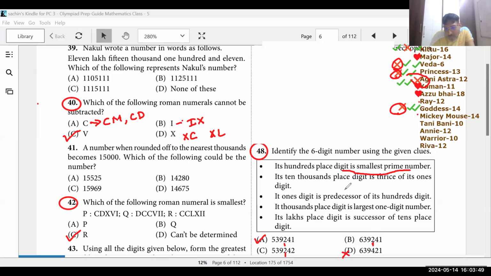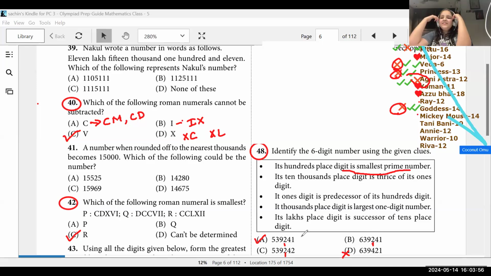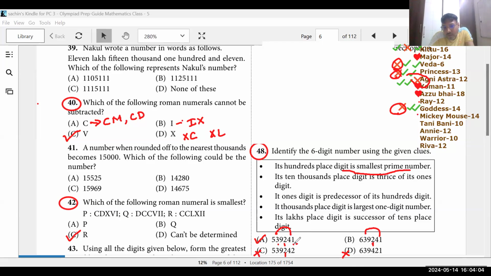So this D is crossed out. Its ten thousands place digit is thrice of its ones digit. Sir, yes. I thought that it says its ones place is the smallest prime number. Okay. So ten thousands digit is thrice of its ones digit. Then its ones digit is predecessor of the hundreds digit. So ones digit is predecessor of the hundreds digit in both of them.